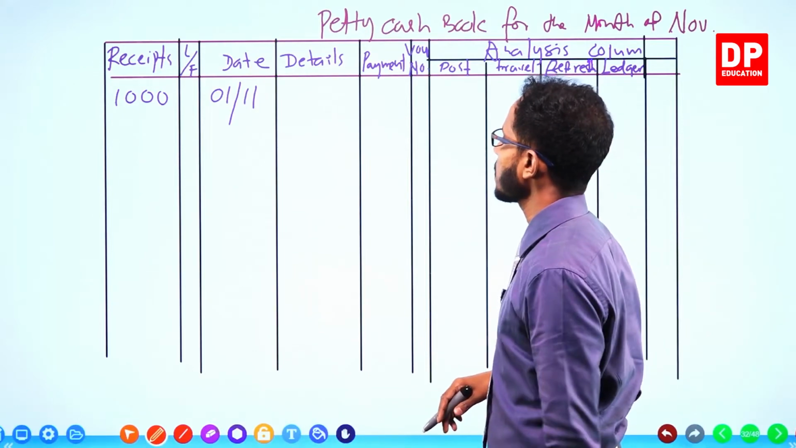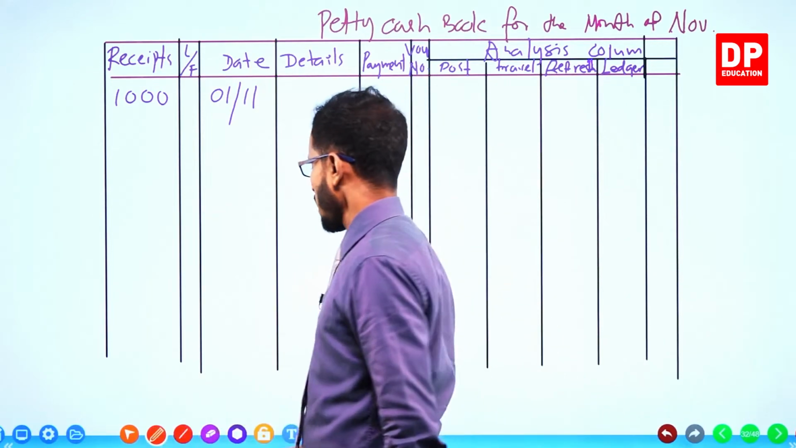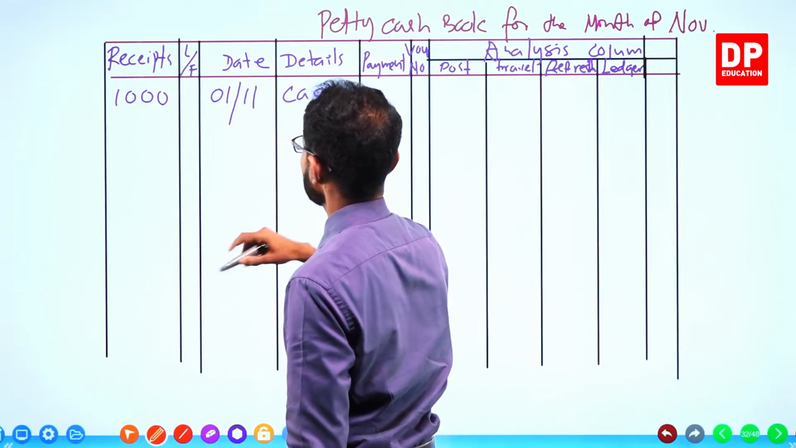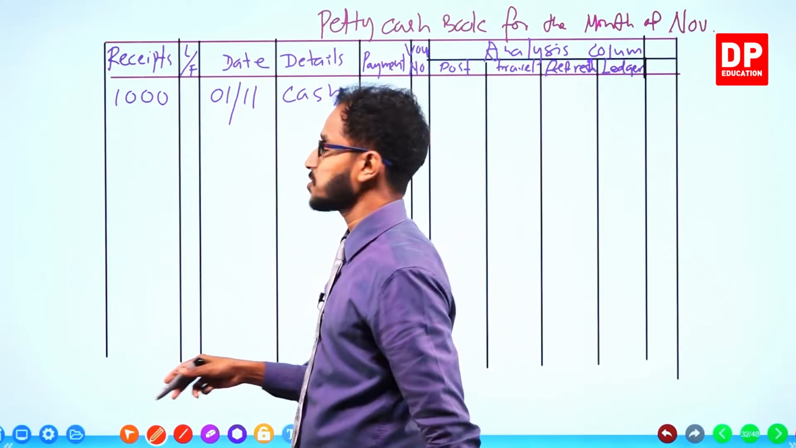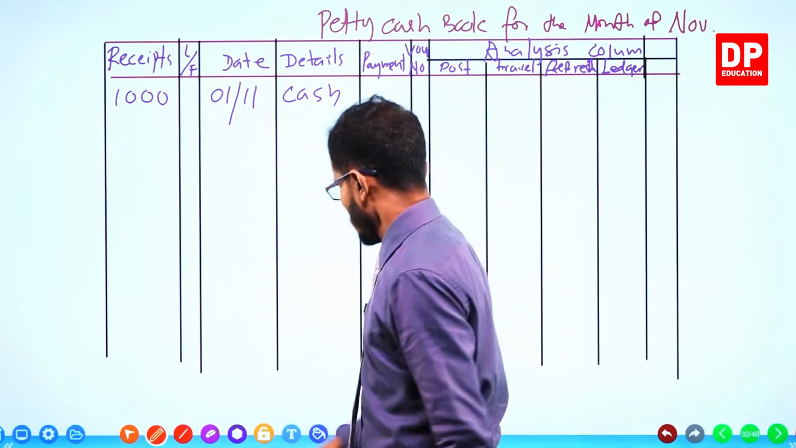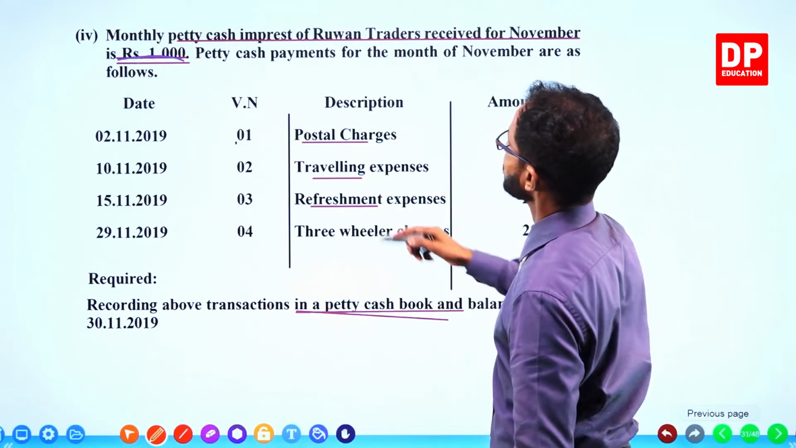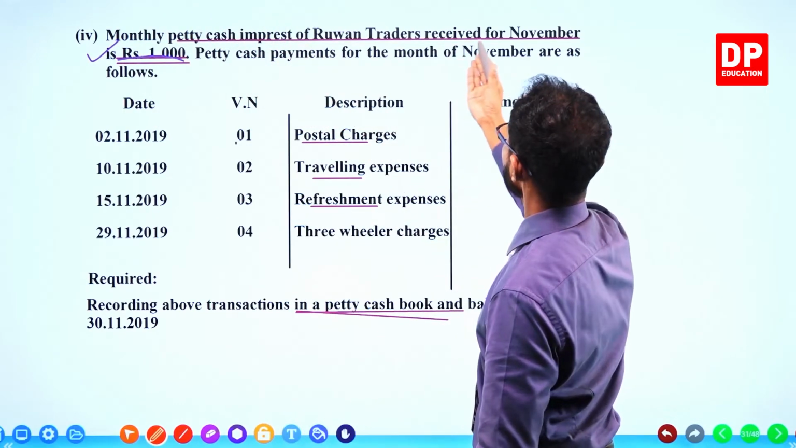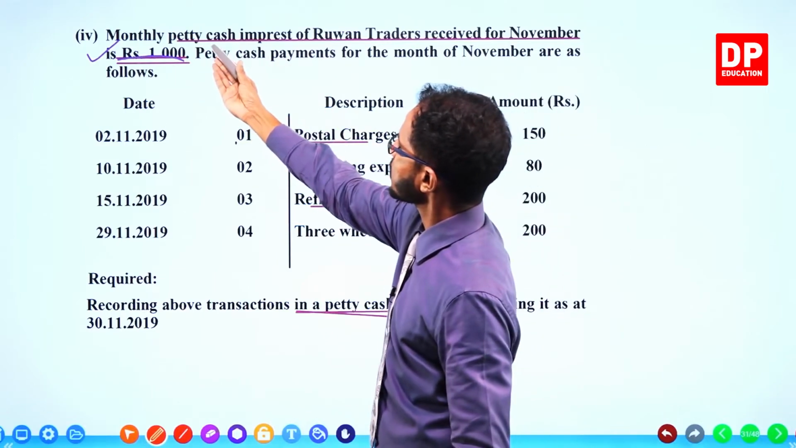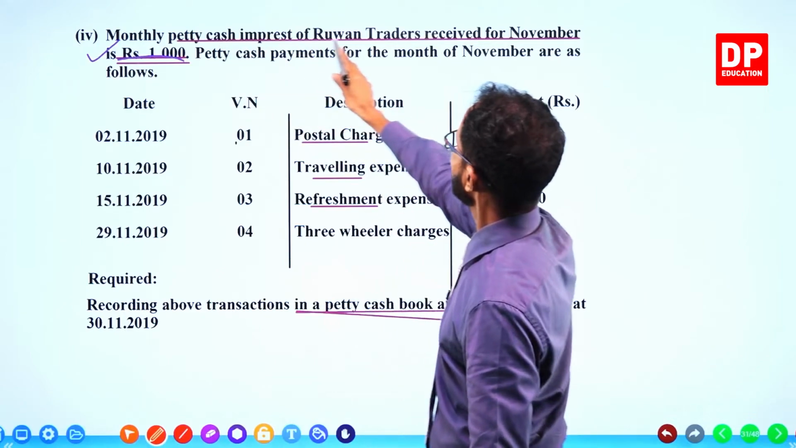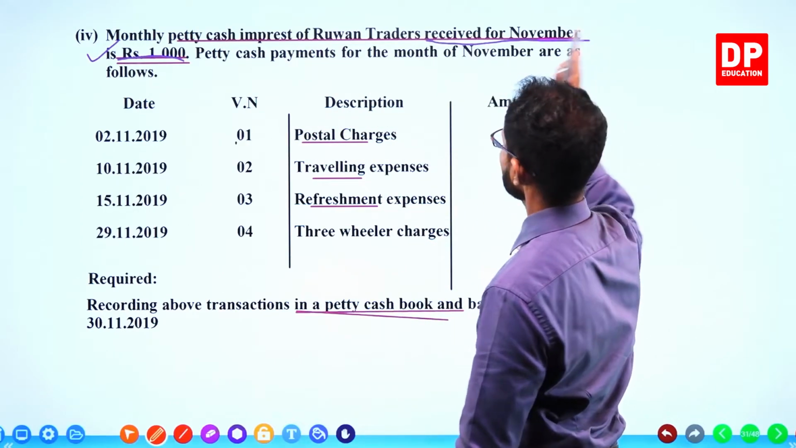Now it's perfect. In the details column, you can mention cash, because we get 1000 from the main cashier or cash book. That's it. Now we are done with the receiving of Ruan Traders petty cash imprest. Received here. Now it's done.